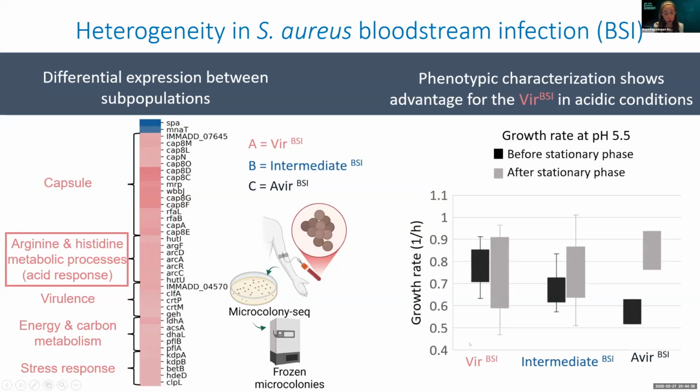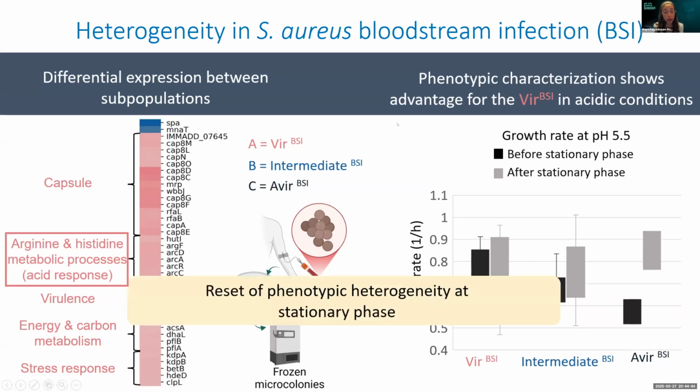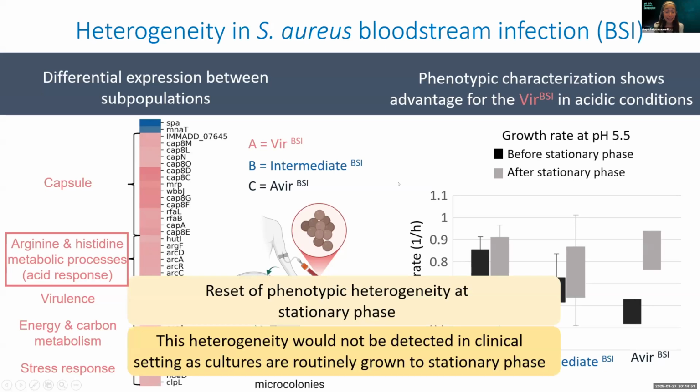When we first grow the 3 subpopulations to stationary phase and then transfer them to acidic conditions, the advantage was erased, meaning that there is a reset of the phenotypic heterogeneity at stationary phase, and that this heterogeneity would not be detected in clinical settings because cultures in the clinic are routinely grown to stationary phase. Therefore, this interesting and important phenotypic heterogeneity is erased in clinical settings.